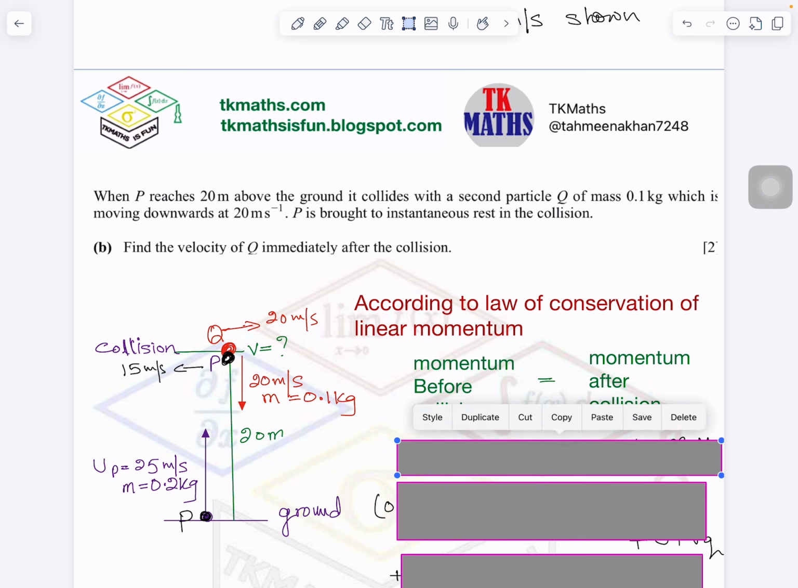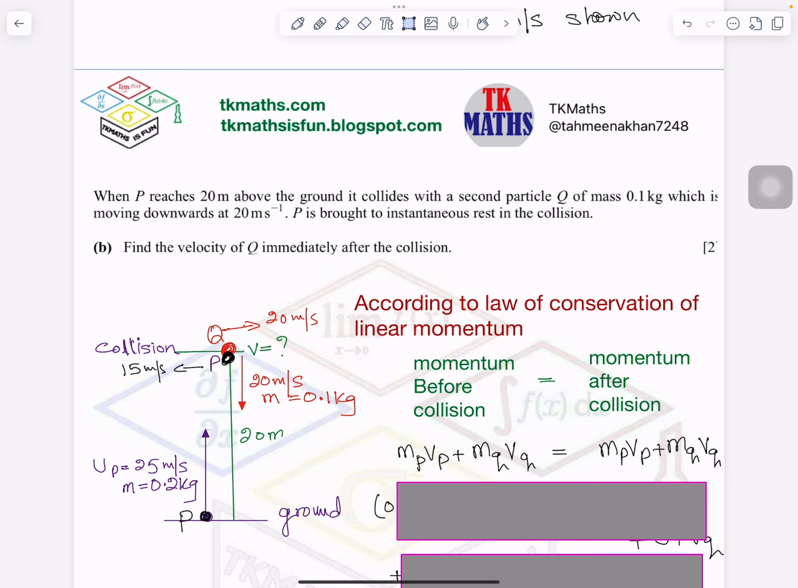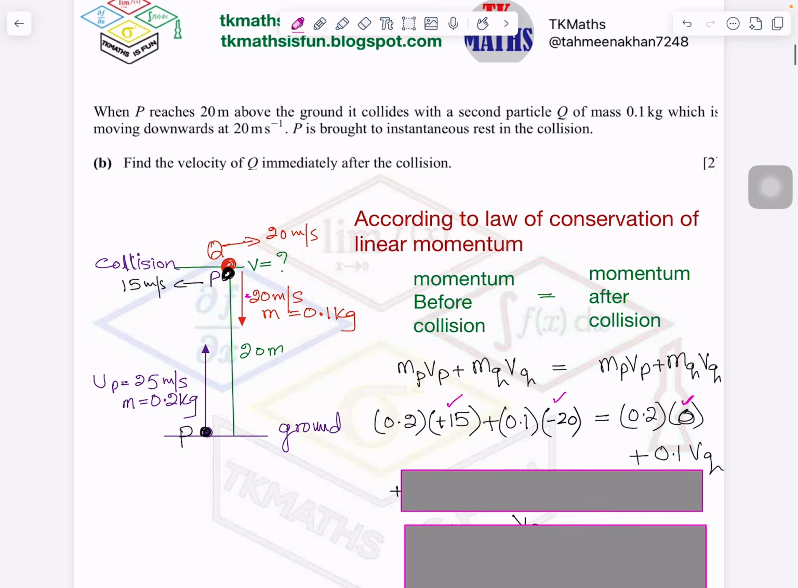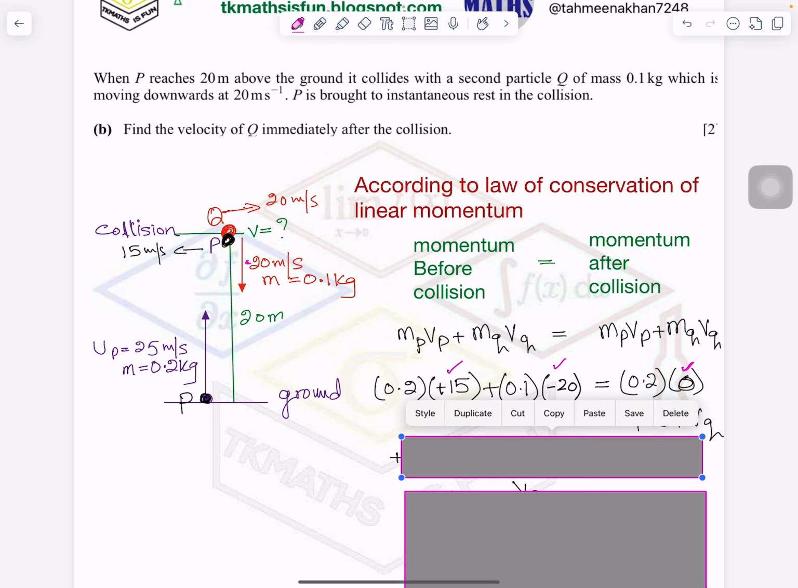Okay, so after writing this, you will write the simple formula of momentum for particle P and particle Q. Now I'm substituting the values. As P was going up, I have taken plus 15. Q was coming down, so I have taken minus 20, right? Because it was coming downward, we are taking downward motion as negative. And after collision, what happened? P came instantaneously to rest, so it is 0. And we can easily solve this equation and find the value of the velocity of Q.